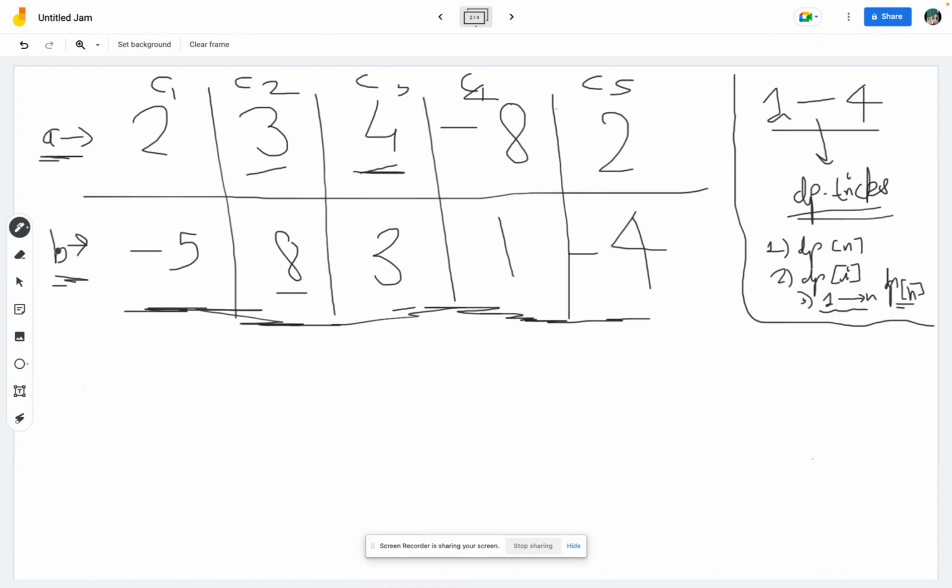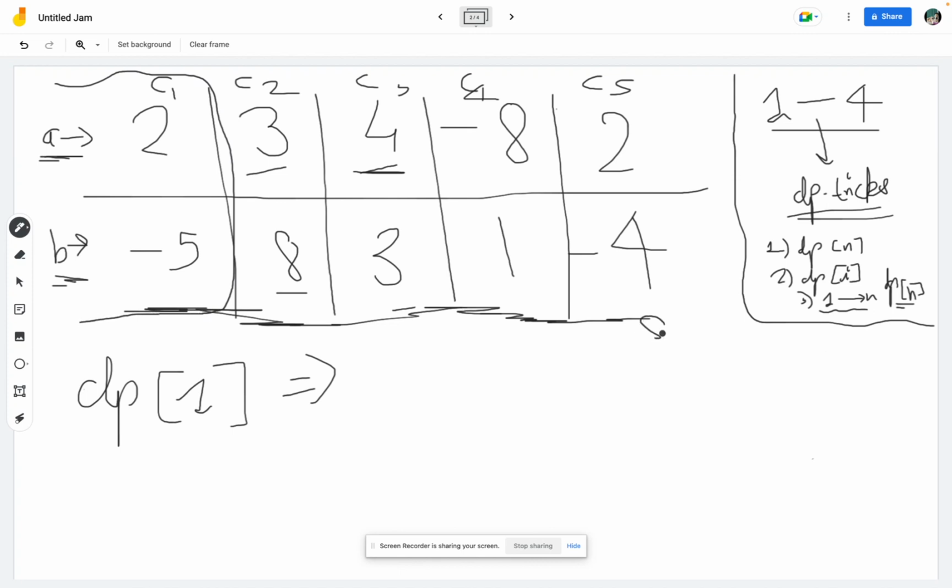So, dp of 1. Say both the arrays were only of size 1, then which element would you choose to maximize your answer? The question is: choose a subset from these two arrays such that the sum is maximum and no two elements are consecutive. I hope this is clear. So we have 2 and we have minus 5. Which one would you select, guys? It's common sense, you will select 2. Why would you select minus 5? So the maximum of both numbers you will select. So we selected 2. Very good.